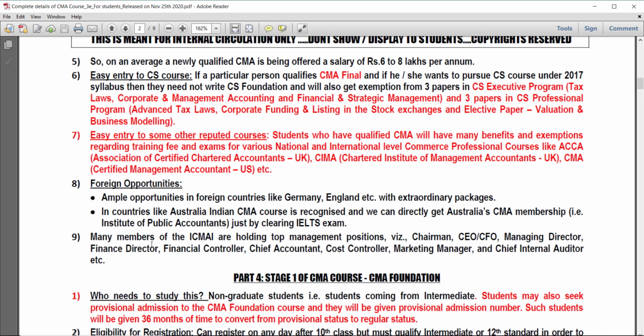I just want to bring to your kind notice that many members of ICMA, who have qualified the CMA course, are holding top management positions like chairman, CEO, CFOs, MDs. These are all the designations to which certain companies will give preference to CMAs.